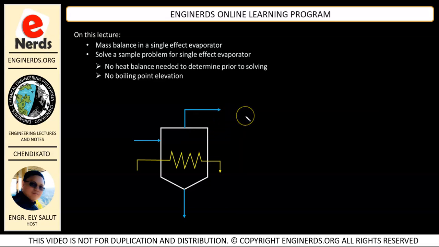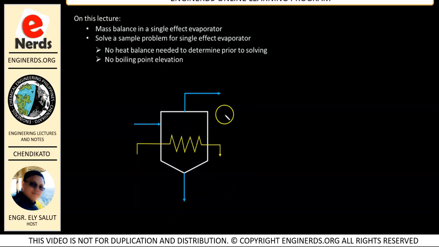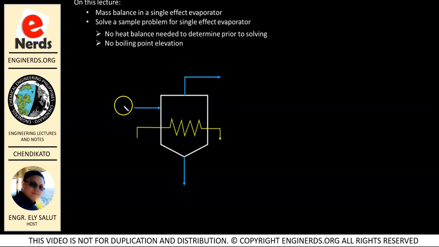So first, bago tayo mag-solve ng problem, identify muna natin yung mga parts ng ating evaporator. Okay, so ito yung typical na diagram ng single effect evaporator. So in here we have our feed. We are going to identify this as F. Our F here is our mass flow rate ng ating dilute feed.